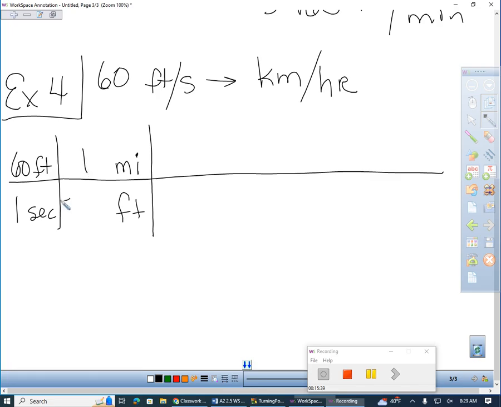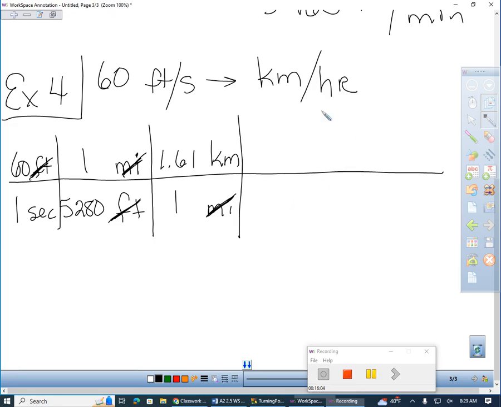1 mile is 5,280 feet. Feet cancels. Now we're in miles per second. Correct. Now we got to put miles on the bottom and kilometers on top. 1 mile is 1.61 kilometers. So my miles cancels. So now I'm in kilometers per second. So I'm halfway there. I got to go to kilometers per hour.